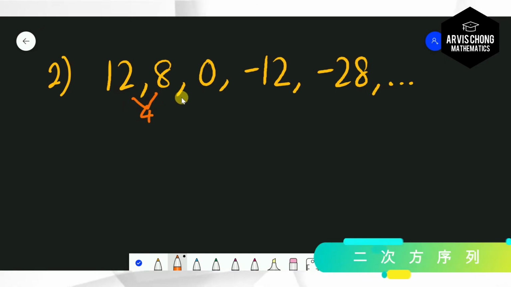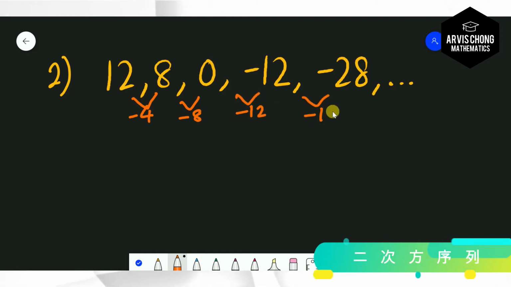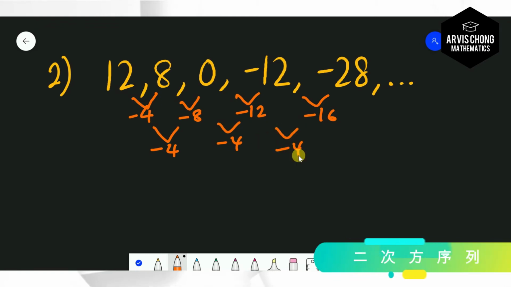And then here should be minus 4, okay? And then here is minus 8, okay? Then next is negative 12, and the last one will be negative 16, okay? So then we keep on finding the difference. Here it will be 4, here will be negative 4, and the last one will be negative 4 as well. Okay, so next, we can apply the formula.